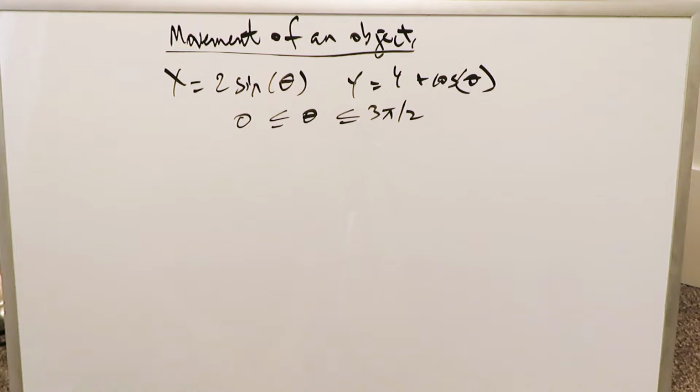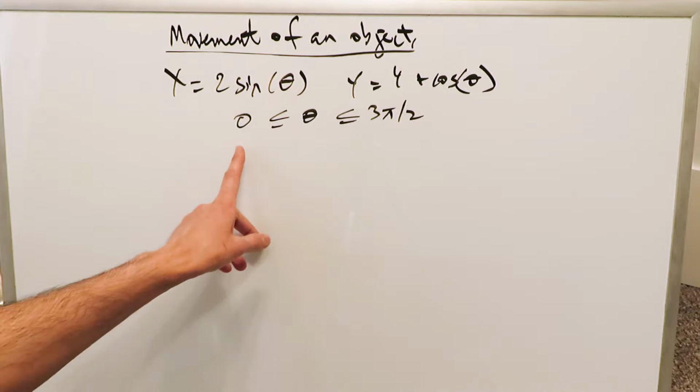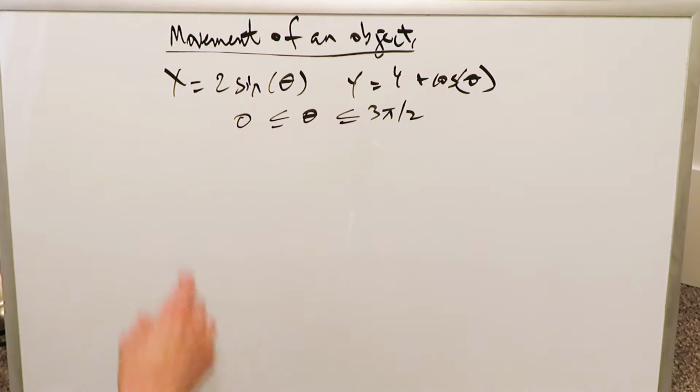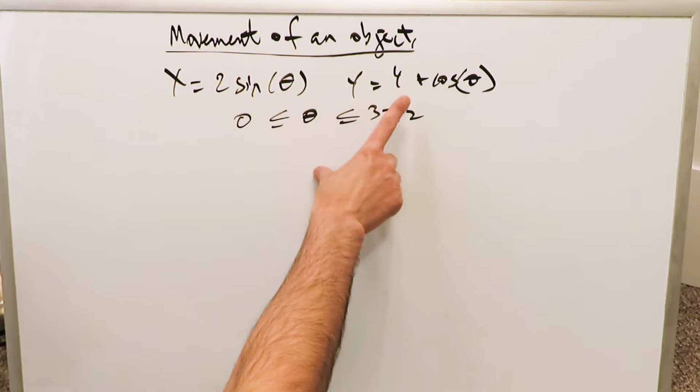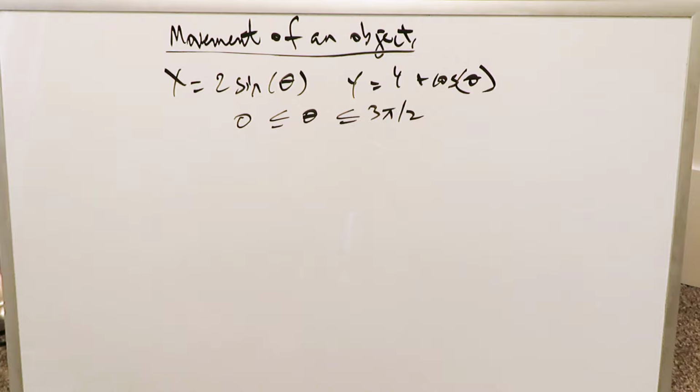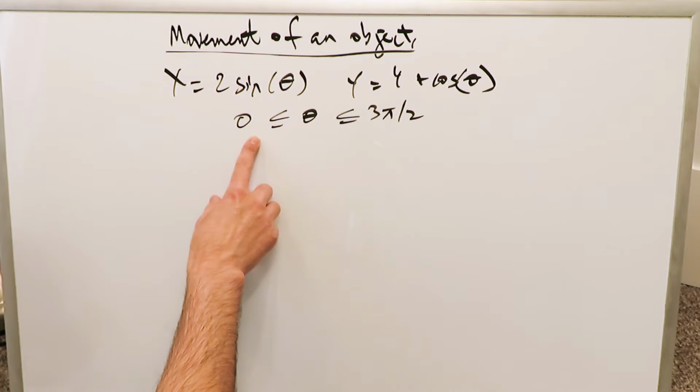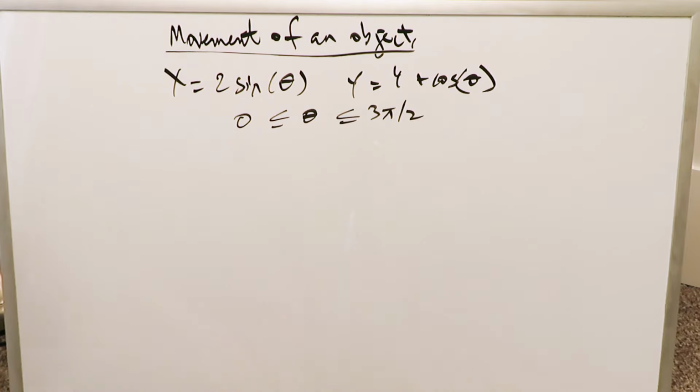Movement of an object. I have this certain set of equations here which describes the movement of an object, with a certain restraint on that movement. X is equal to 2 sine theta, y is equal to 4 plus cosine theta. Theta has a value greater than or equal to 0 and less than or equal to 3 pi over 2. We have to analyze the movement of this object.